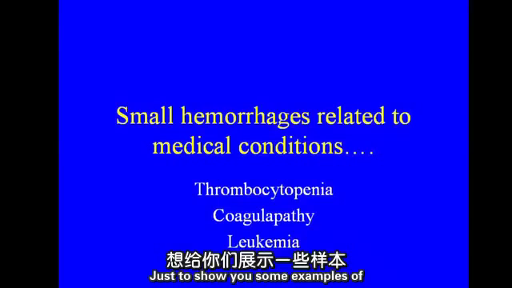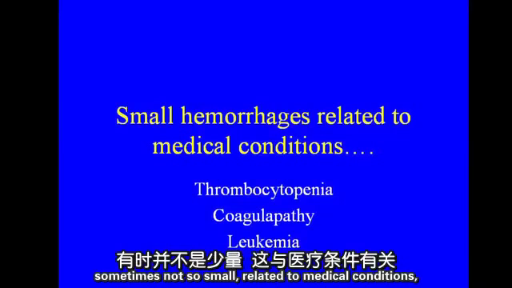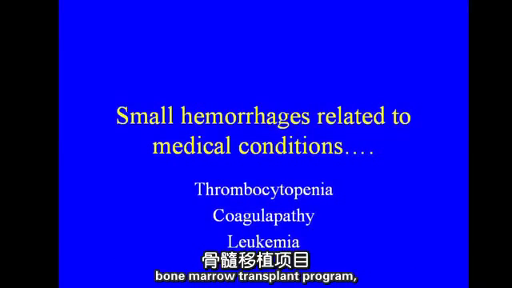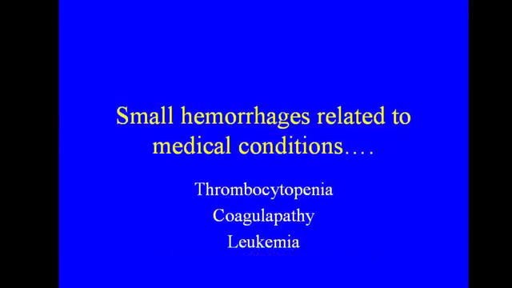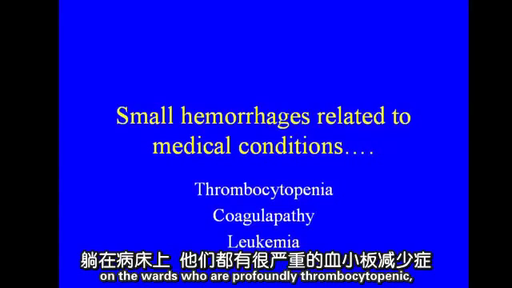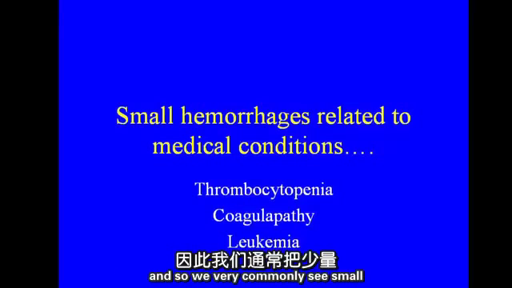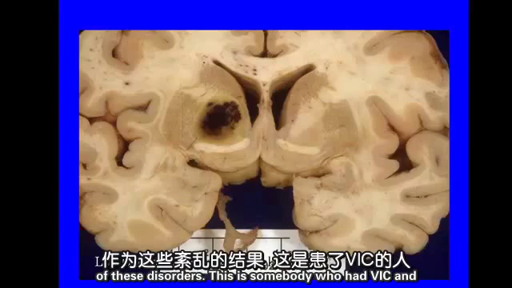Just to show you some examples of small intraparenchymal hemorrhages, sometimes not so small, related to medical conditions. You know that there are, because we have a big liver transplant program, bone marrow transplant program, very aggressive treatment of leukemias and lymphomas here. There are a lot of patients on the wards who are profoundly thrombocytopenic, who have coagulopathies, who have leukemia. And so we very commonly see small parenchymal hemorrhages as a complication of these disorders.